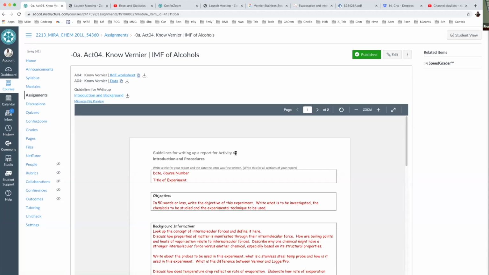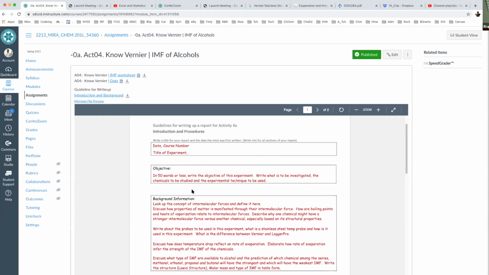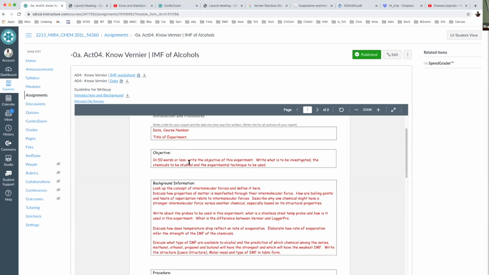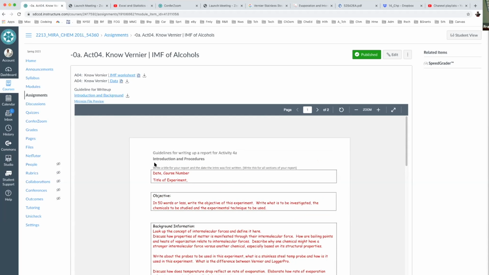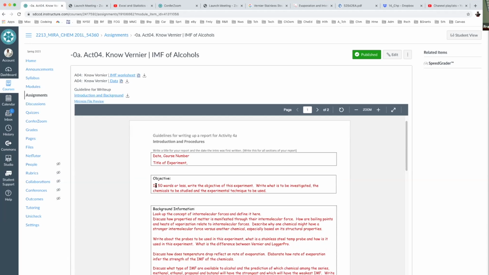This is the intermolecular forces of alcohol, the date and the course number, and the title of the experiment. Okay, and then you don't have to put boxes. I just put boxes here to show you the different sections. This whole section is the intro and procedure. Under objective, in 50 words or less, write the objective of this experiment: write what is to be investigated, the chemicals to be studied, and the experimental techniques to be used. If you can write that, then it tells the audience right away what's involved in this particular experiment.